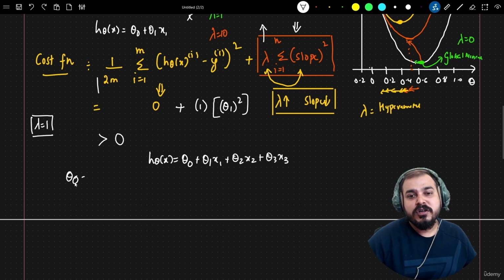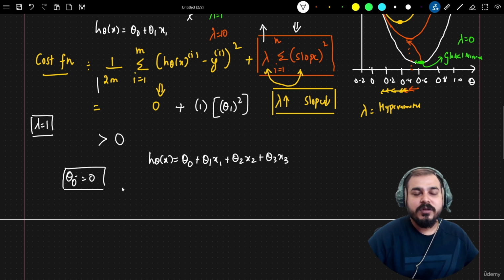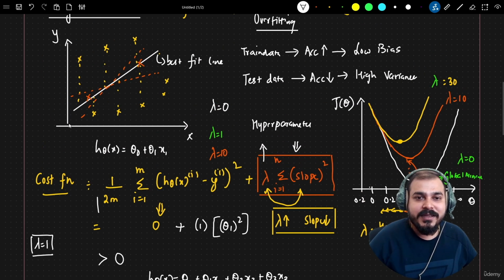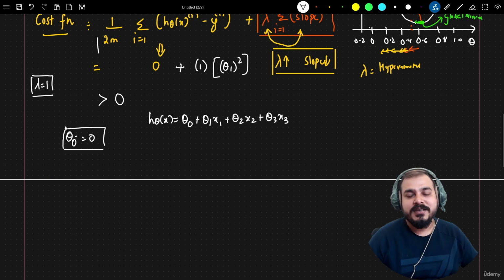If I say theta 0 is equal to 0, then what does this basically indicate? This basically indicates that it is passing through the origin, right? The specific line is basically meeting the y-axis at the origin. This I have already discussed.